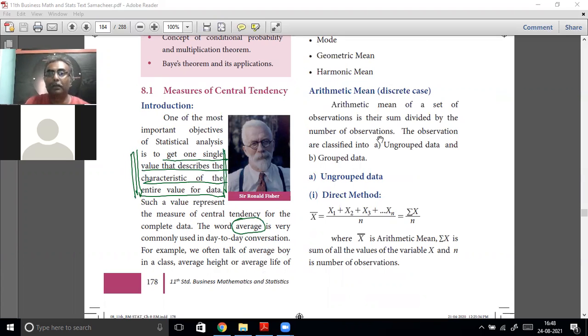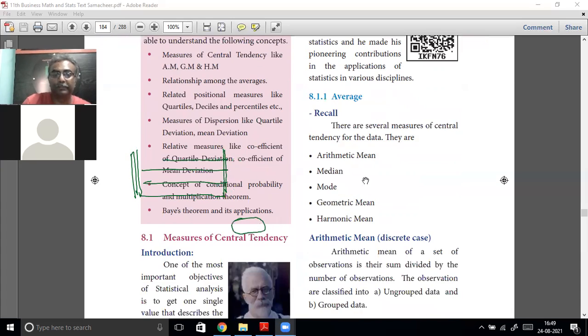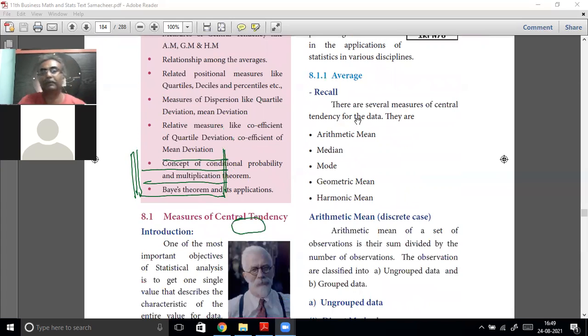Okay. Now this guy is Ronald Fisher. He is the father of statistics, and he made various contributions here. Sir Ronald Fisher, you remember his name? Okay, photo, and that's all.